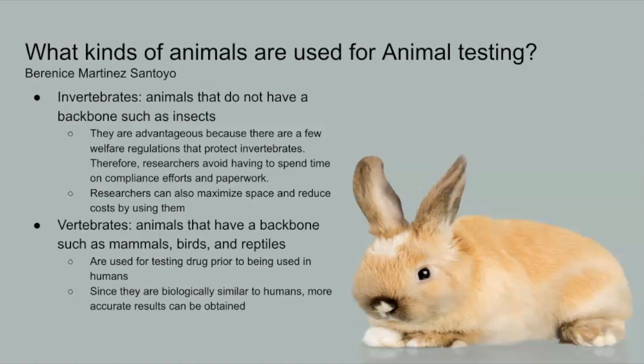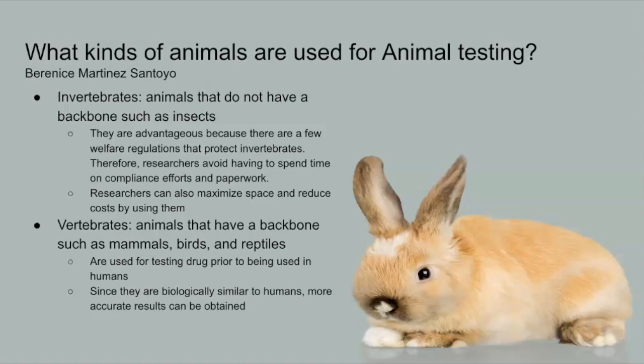What kinds of animals are used for animal testing? Invertebrates, which are animals that do not have a backbone, such as insects. Invertebrates are advantageous because there are few welfare regulations that protect them. Therefore, researchers can avoid having to spend time on compliance efforts and paperwork. Researchers can also maximize space and reduce costs by using invertebrates.